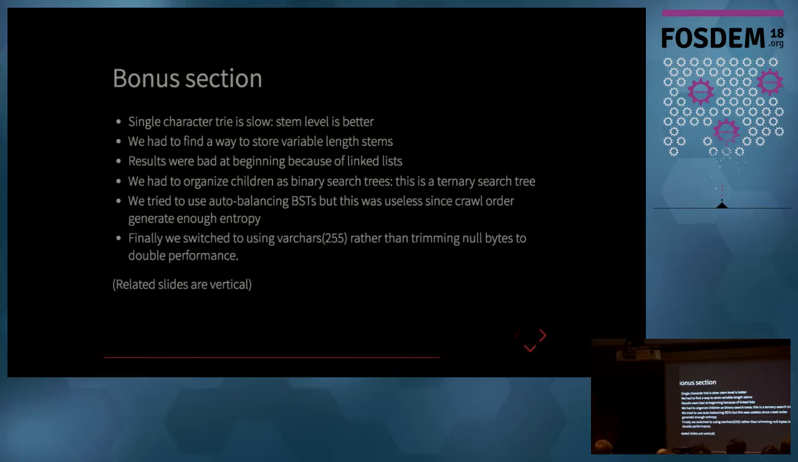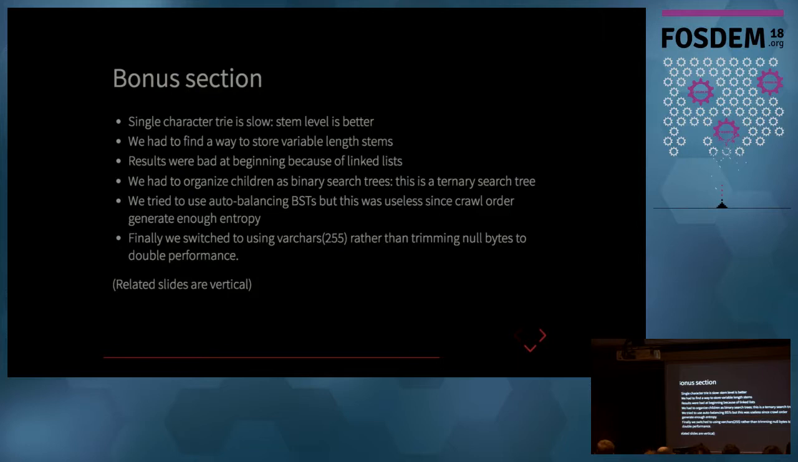So at the beginning, the results were bad because we had linked lists. In the tree, the children were organized as linked lists, so you cannot go beyond 256 children. But here you can go to 1 million. So we tried to do something else. So we organized the children as binary search trees. And this is actually another structure which is called a ternary search tree.